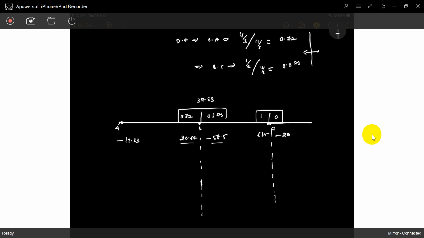If you apply plus 37.83, how much is distributed between BA and BC? Based on the distribution factor, multiply with 0.72. It is 27.23. We have to apply 0.72 and 0.27.